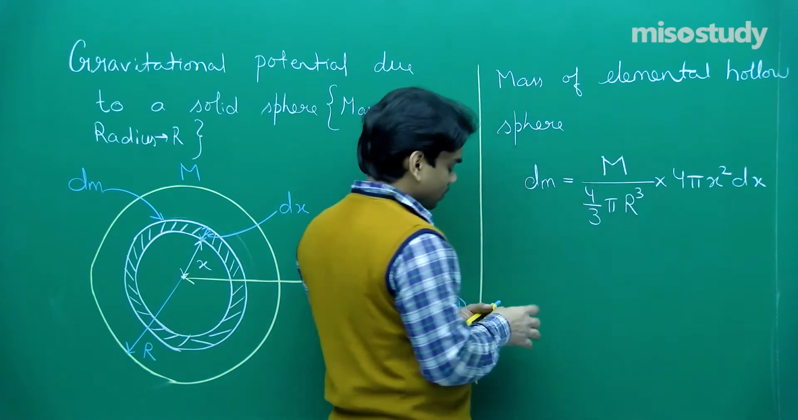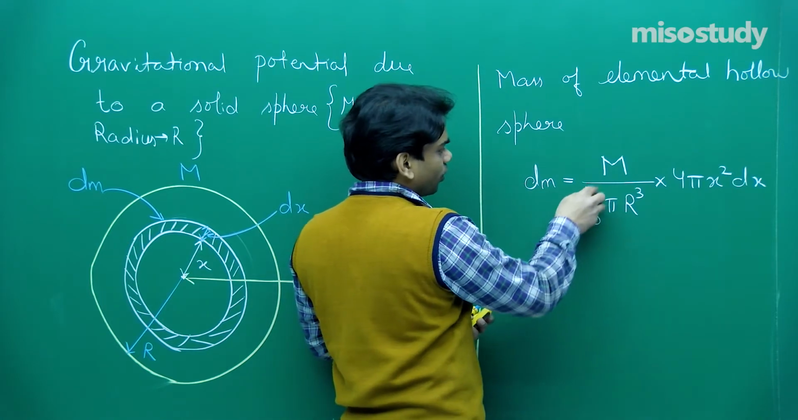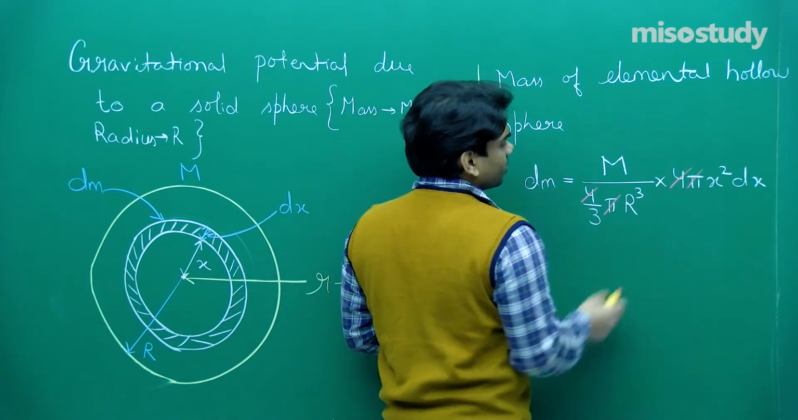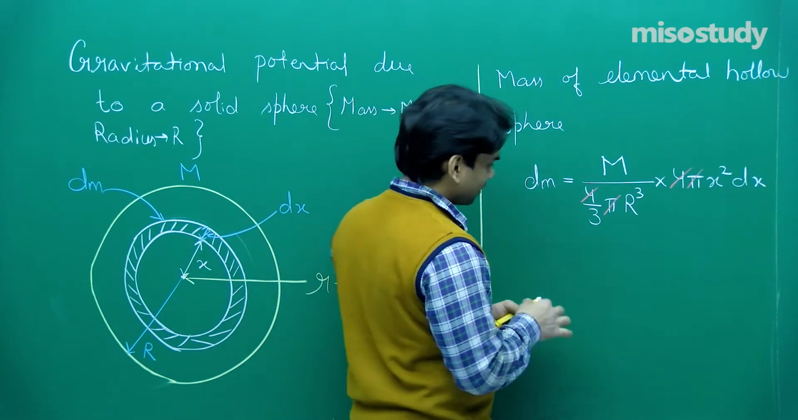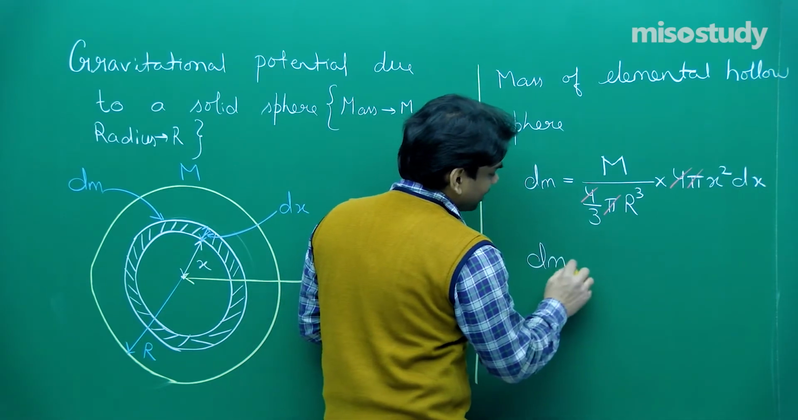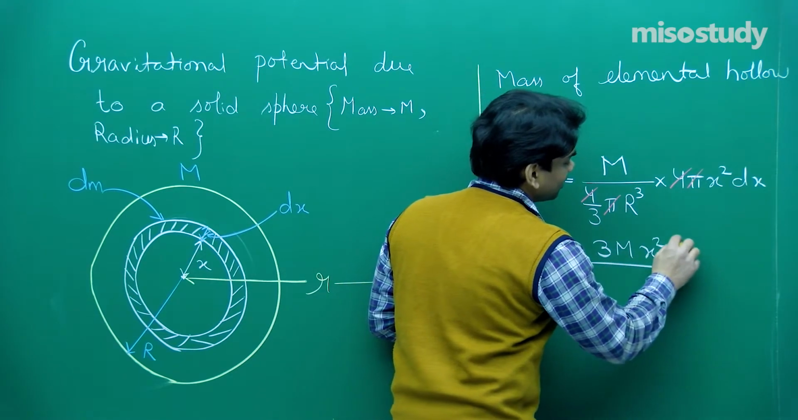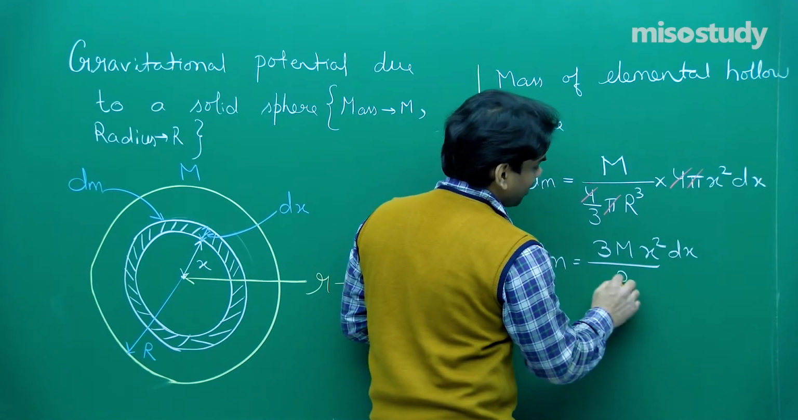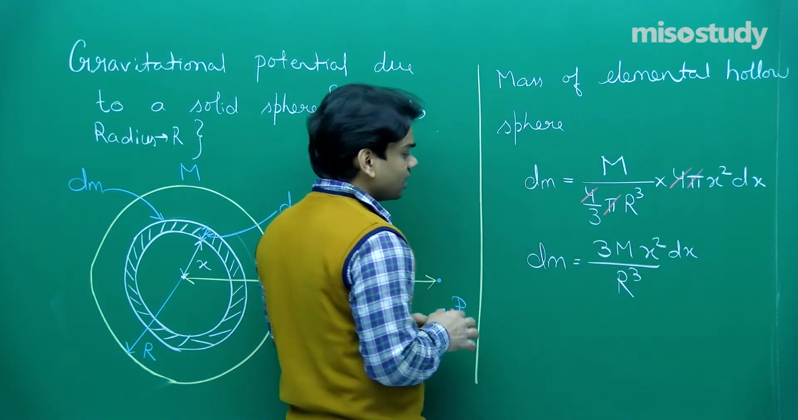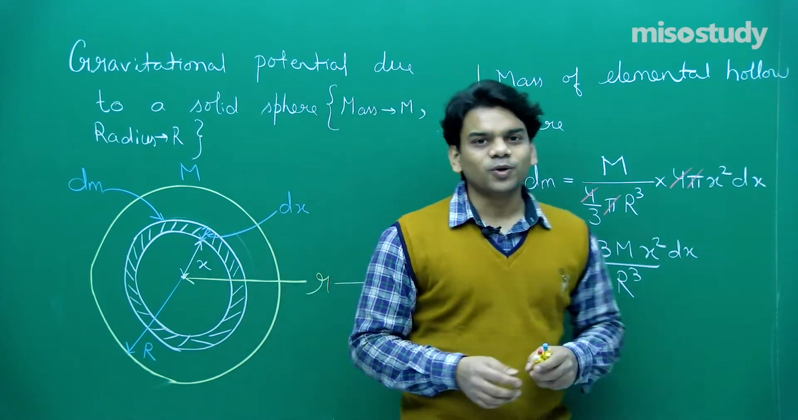Now cancel out some terms which we can find here. You see 4 and pi will be cancelled out and this 3 will go up. So you will be left with dm is equal to 3M x square dx divided by R cube. This is what we will be left with. So just remember this value of dm which we are going to utilize.